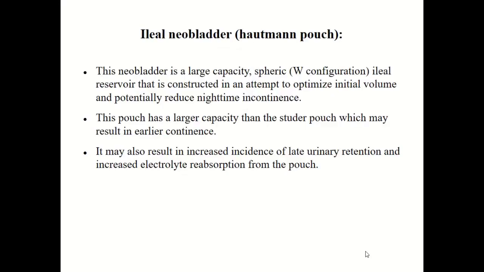Ileal neobladder, Hautmann pouch. This is a new bladder of large capacity, a spherical W configuration of the ileal reservoir, constructed in an attempt to optimize the initial volume and potentially reduce nighttime incontinence. This pouch has a larger capacity than the Studer pouch, which may result in early continence. It may also result in an increased incidence of late urinary retention and increased electrolyte reabsorption from the pouch.